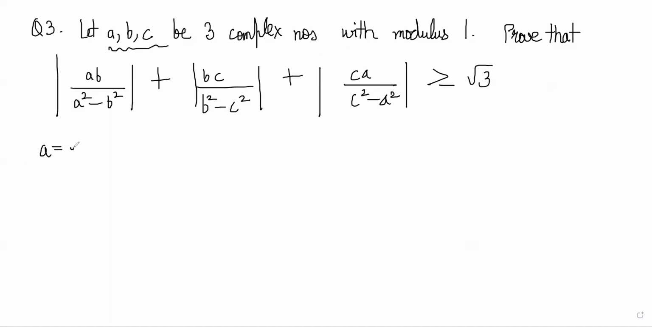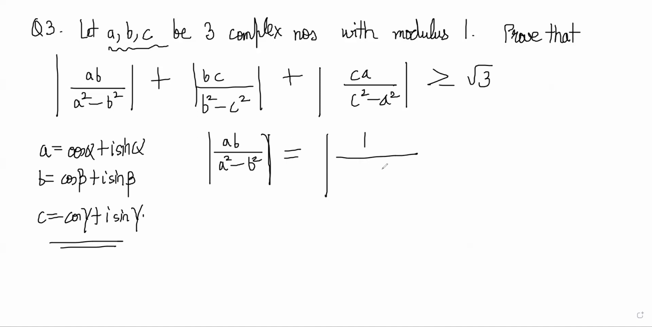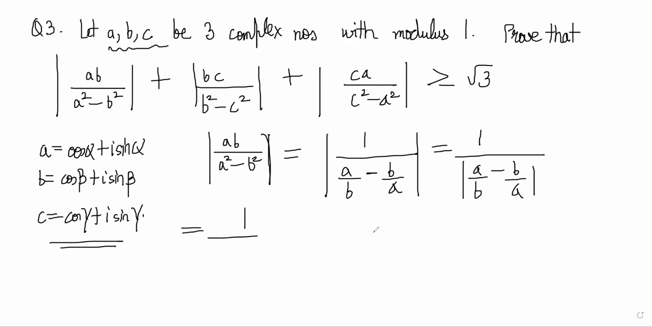So we can say A is equal to cos alpha plus i sin alpha. B is equal to cos beta plus i sin beta. And C is equal to cos gamma plus i sin gamma. Right? And then let's look at each modulus. AB by A square minus B square. If you divide by AB up and down, you get 1 by, divide A square by AB, you get A by B minus B by A, right?